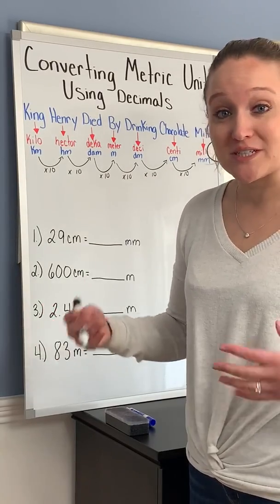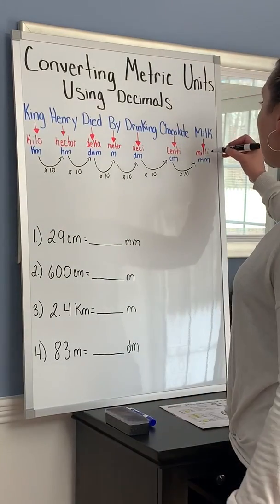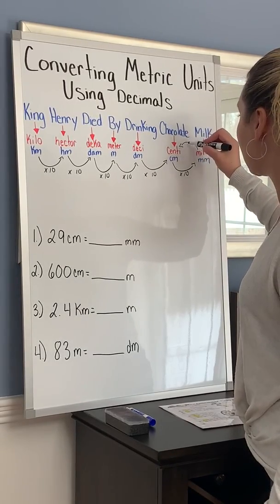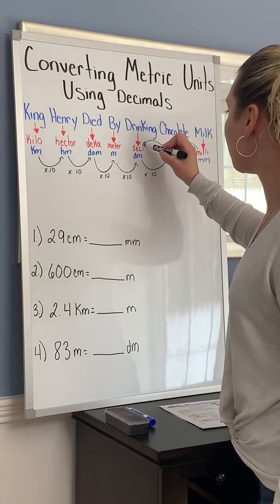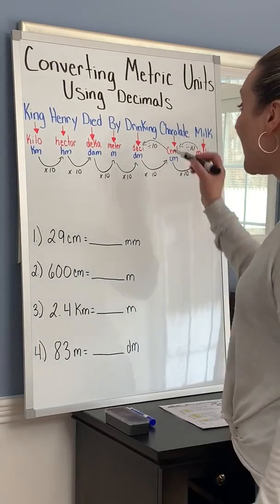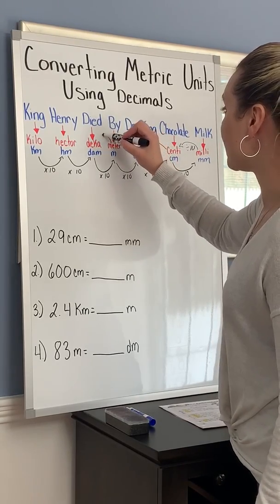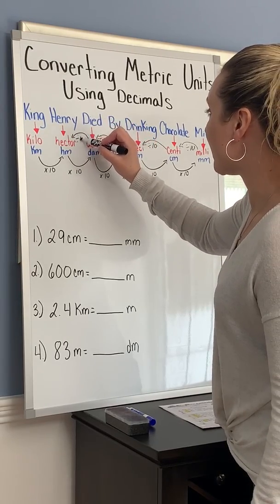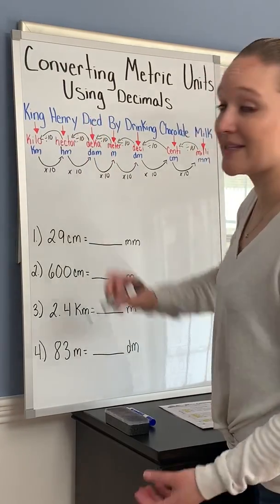The opposite of multiplication is division. So here we go. If you were to go from millimeter to centimeter, what do you think you're going to divide by? Yes, 10. If you were going from centimeter to decimeter, you're going to divide it by 10. If you're going to go from decimeter to meter, again, you're dividing this by 10. If you're going from meter to decameter, you're dividing it by 10. Decameter to hectometer, you're dividing by 10. And finally, hectometer to kilometer, you are dividing by 10.